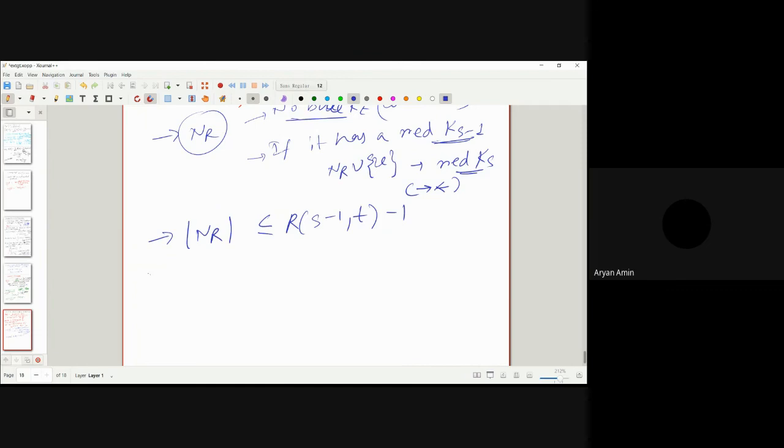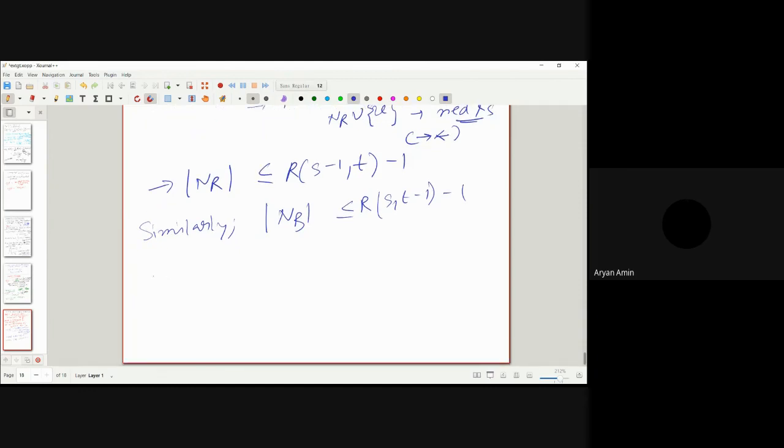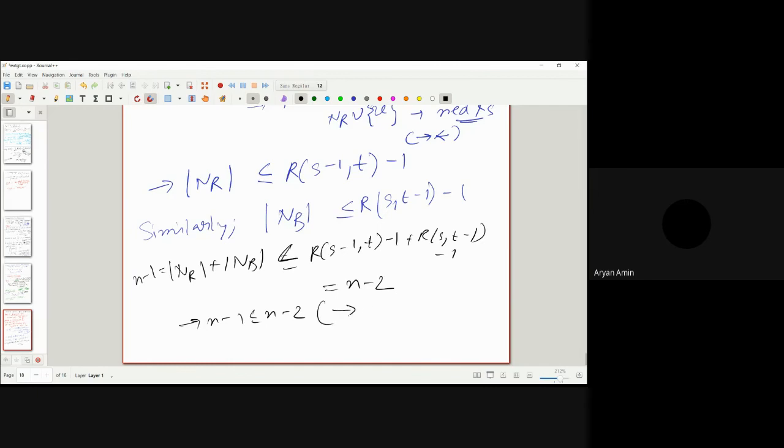Similarly, you can prove that the size of N_B is at most R(s, t-1) - 1. Similar logic. So then you have an easy contradiction. On one hand, N_R plus N_B must equal n - 1, because it's a complete graph, so V is connected to all the other vertices. And N_R plus N_B is also at most R(s-1, t) - 1 plus R(s, t-1) - 1, and this is n - 2. So you get n - 1 is at most n - 2, which is a contradiction. So this proves the theorem.